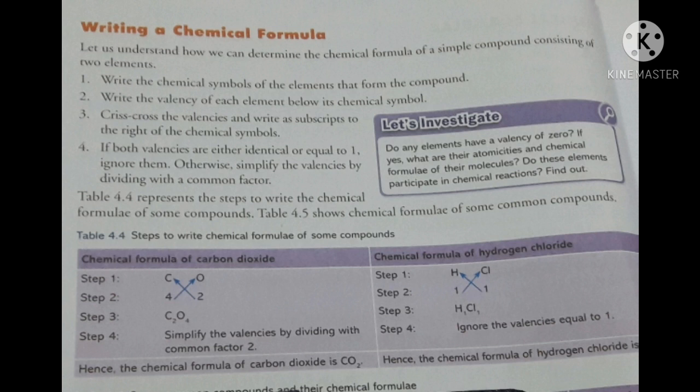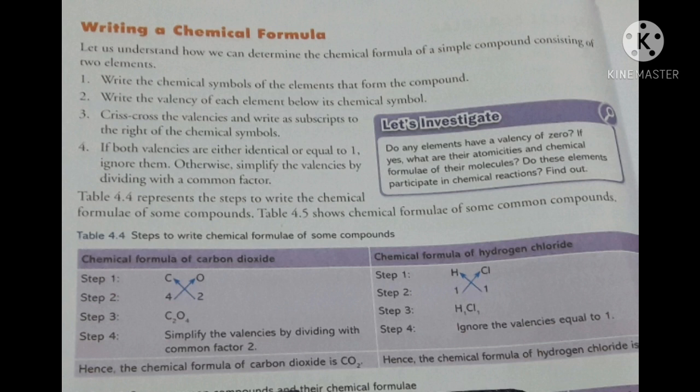Chemical formula of carbon dioxide. Carbon dioxide contains carbon and oxygen. So first we write the symbol of carbon, C, and oxygen, O. Now in step 2 we write the valency. Carbon valency is 4 and oxygen valency is 2. Now in the third step we crisscross the valency and write it as a subscript on the right-hand side of the symbol of the element.